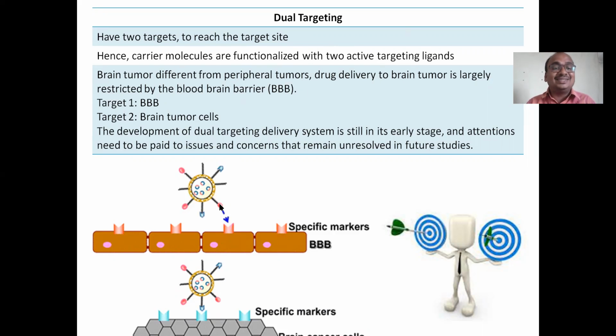See the blue color, see the pink color. 2 targets having 2 types of ligands. Target 1, number 1, it has to cross the BBB, blood-brain barrier. So that's target 1. And once it is crossing the blood-brain barrier, because your tumor is present inside the brain, see here, brain cancer cells having a specific marker, so that is our target 2. So target 1 is crossing the blood-brain barrier. Target 2 is reaching the tumor cells. So it is having 2 targets.